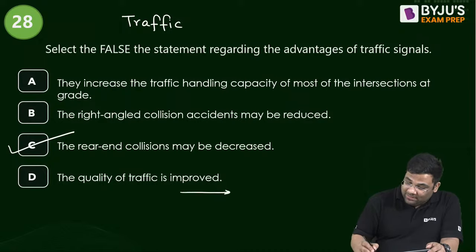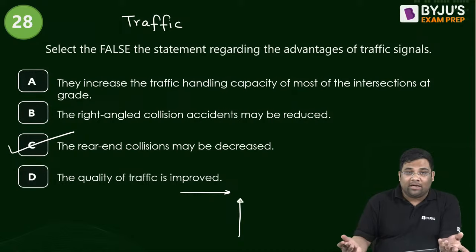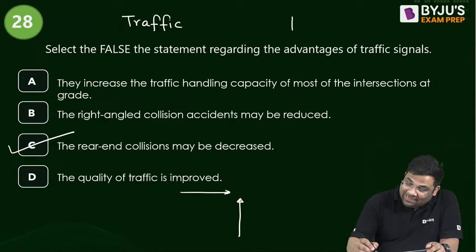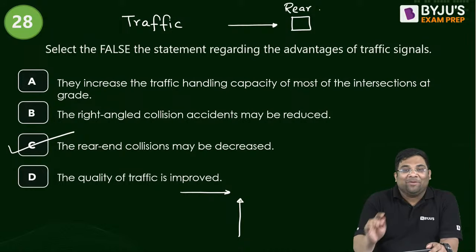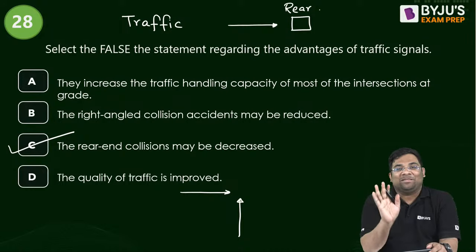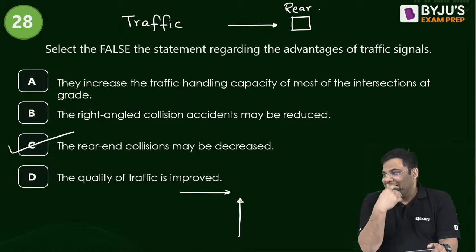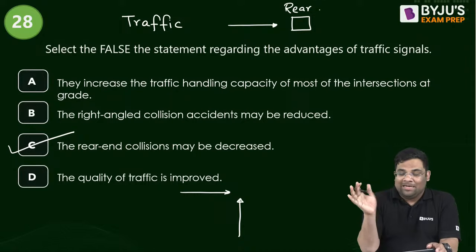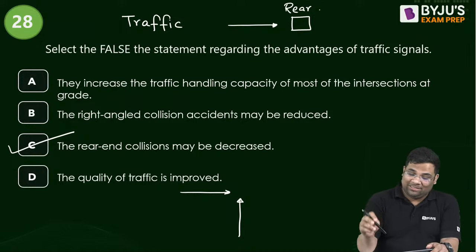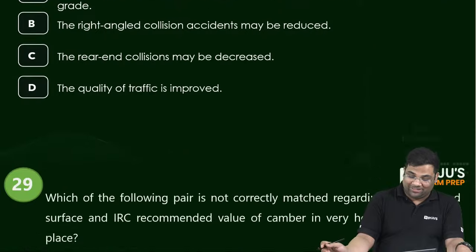Right angle collisions means some vehicle is coming like this, some vehicle is coming like this. At intersections, these types of collisions are a lot, so the signal reduces them. Rear end means some vehicle is standing and some vehicle hits it from the back. Even if you design the signal, some mad person will always be there who might hit a standing vehicle in the rear end. So we can't avoid that. We can penalize them, but you can't avoid it by just having a traffic signal. This is the right answer. So with common sense also, we can solve questions.